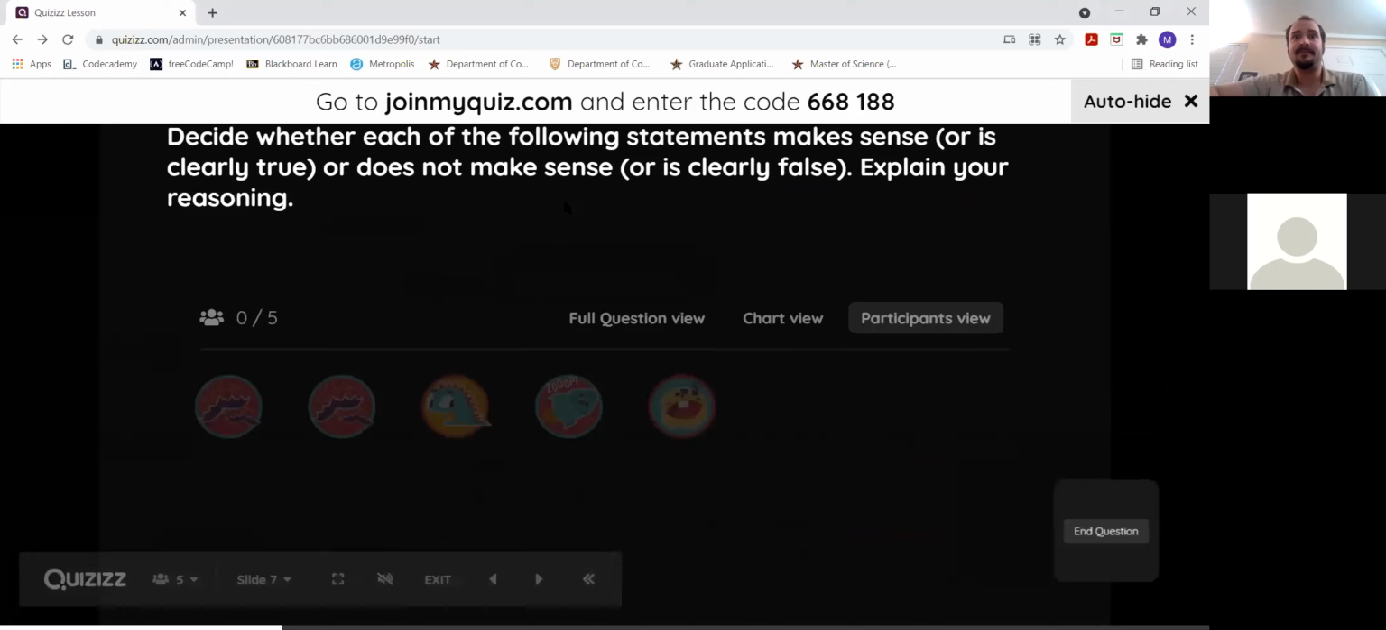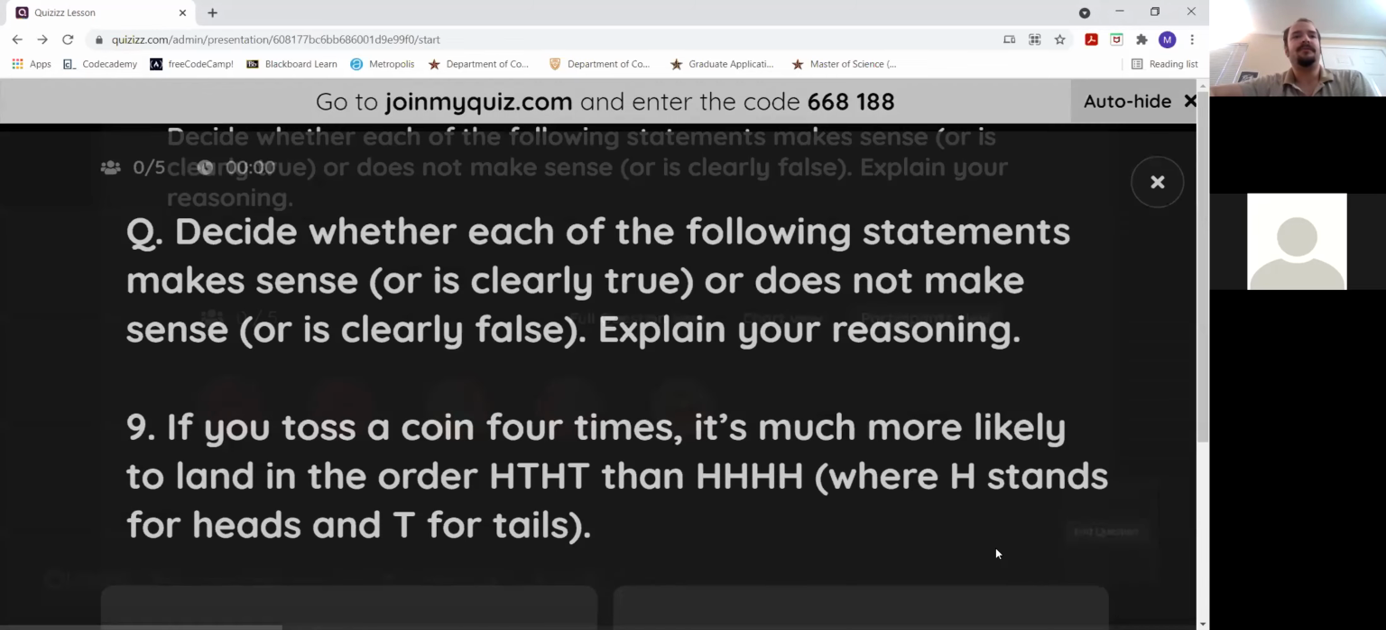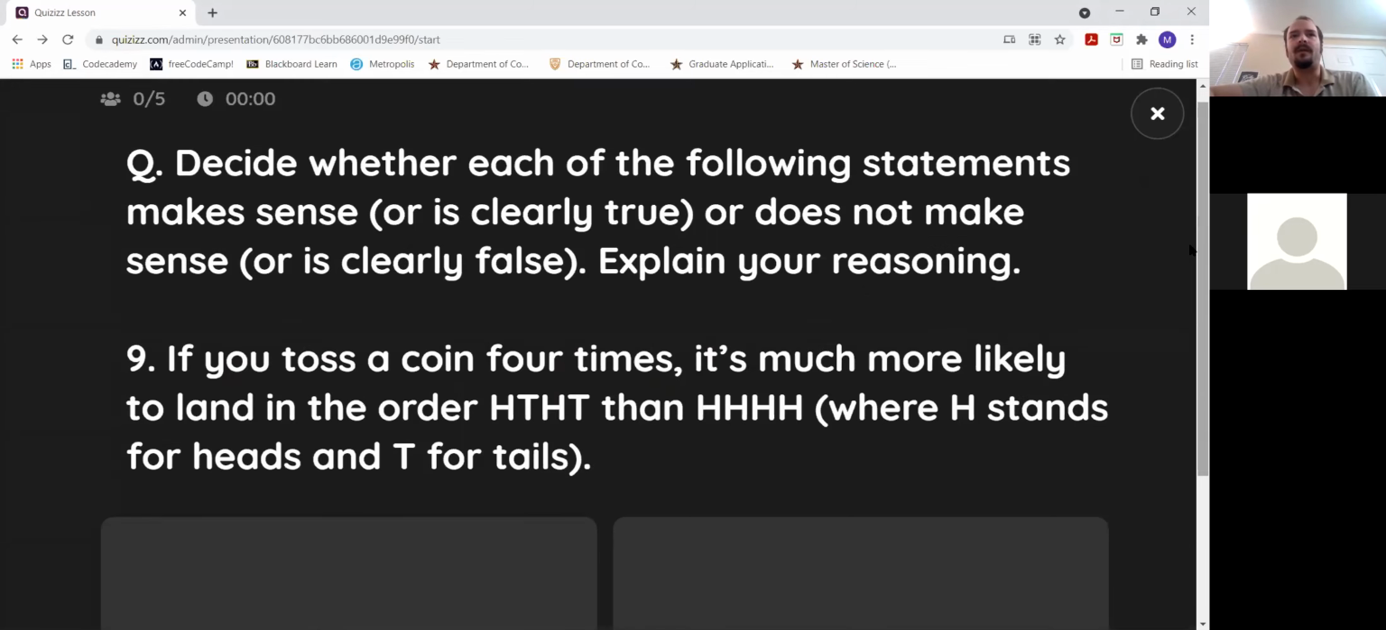Each poker hand. Full question view. What does it say? This is a weird one. Decide whether each of the following statements makes sense or is clearly true, or does not make sense or is clearly false. Explain your reasoning.